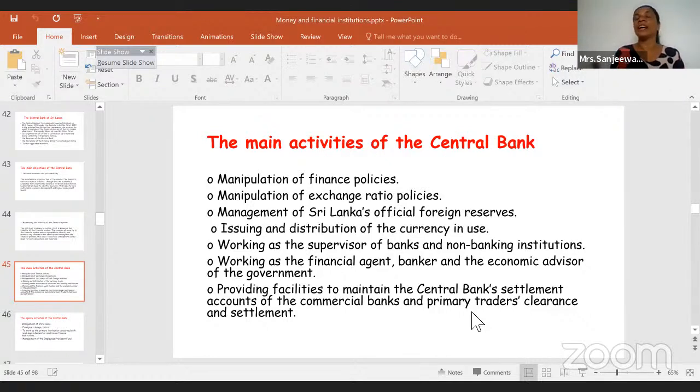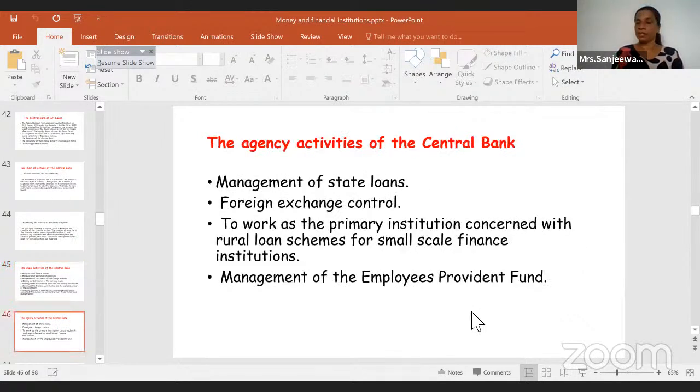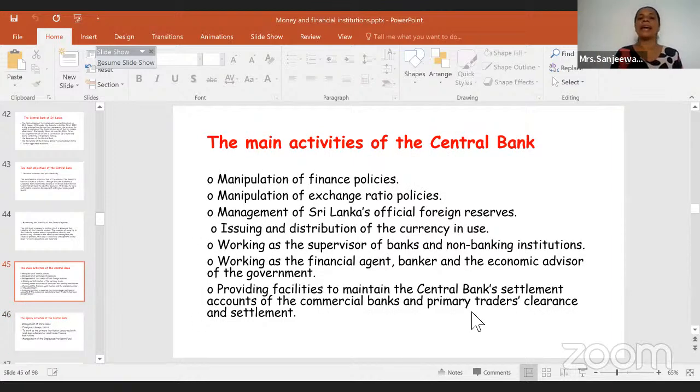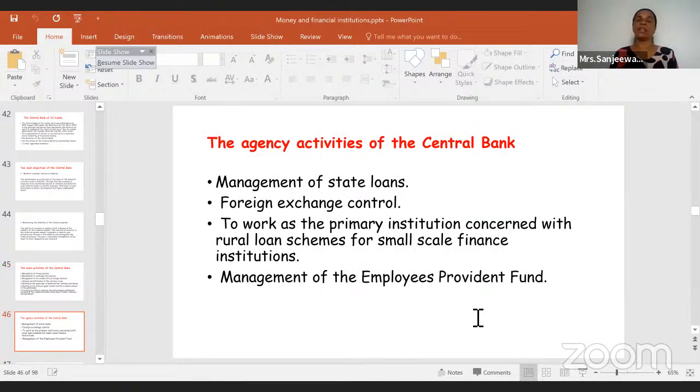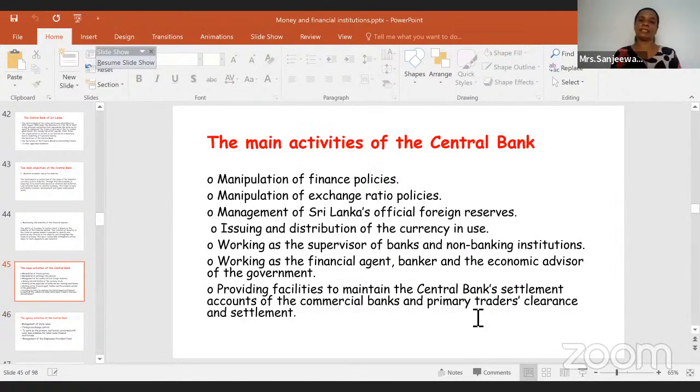They do that. They facilitate that. So they are the main activities of the central bank. Separately, you need to know the objectives, two objectives, and the other things are main activities. Then the agency activity is also there, right? So main objectives, now I explained to you, then main activities are these, and there are agency activities.